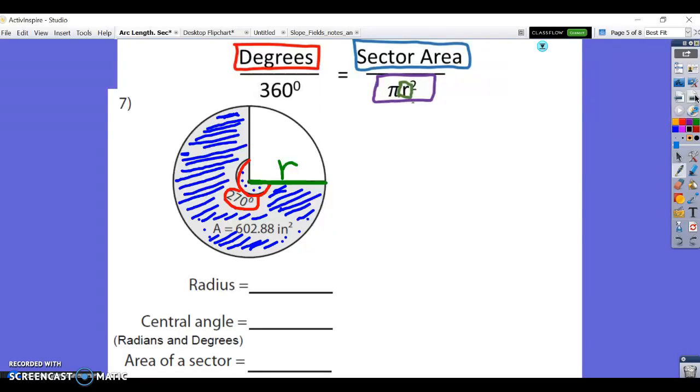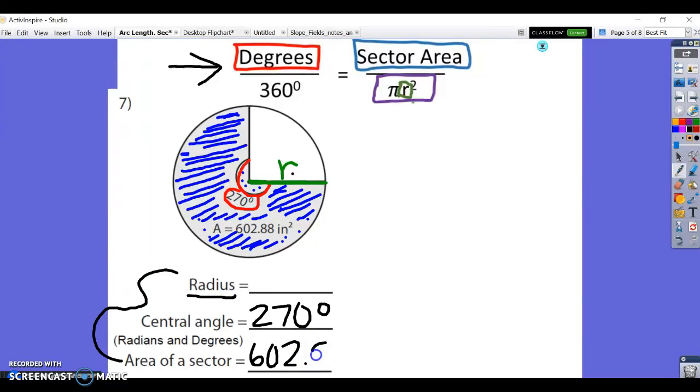Okay, so notice that we've switched to sector area, so I'm now using my sector area proportion. Okay, and I'm going to start the same way. I'm going to fill in this information down here to the best that I can. So I'm going to look at my picture. Guys, do I have a radius given to me? No, I do not have a radius given to me. So guys, that's what I'm going to be looking for. Next I'm going to say, okay, central angle. Okay, my central angle is 270 degrees. And the area of the sector, it's a very weird area, which you're going to notice. We're going to have to do something a little weird today because of that, but it's 602.88 inches squared because it's area. All right, so I'm finding the radius. Let's start filling this stuff in our proportion.